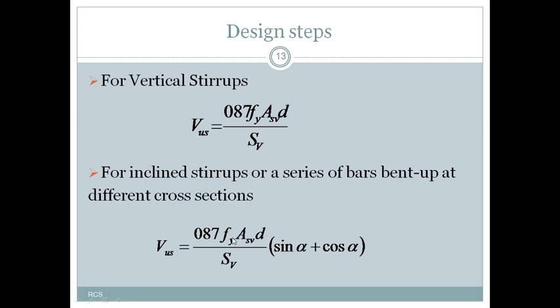Fy is the yield strength, D is the effective depth of the member, SV is the spacing provided, and alpha is the inclination of the inclined stirrup with respect to the horizontal. Generally that will be considered as 45 degrees.